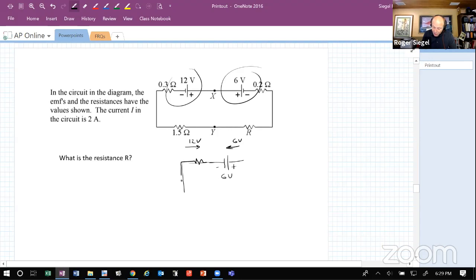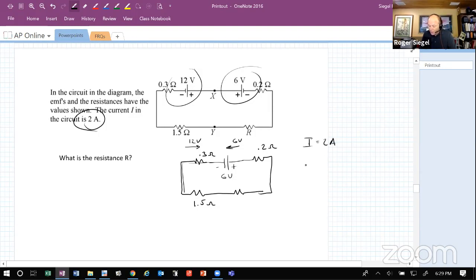And so here are our resistors. Okay, this is our unknown resistor. I'm going to take away the 2 batteries, 12 and 6, and replace it with 1, 6. This is 0.2 ohms. This is 0.3 ohms. This is 1.5 ohms. And we're given that the current is 2 amps.